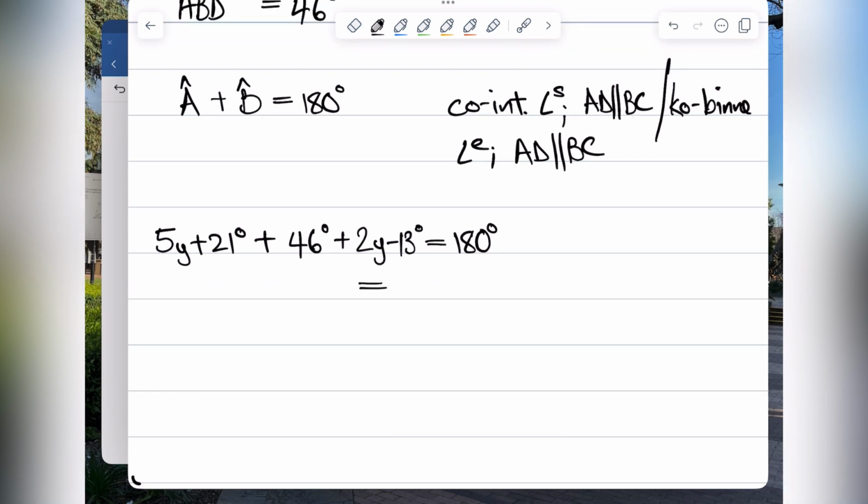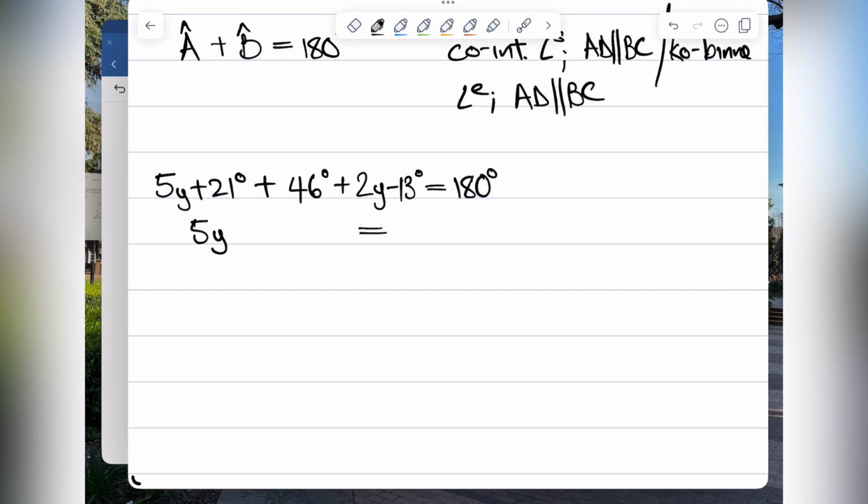So we'll add up all the like terms as usual. We've got 5y plus the 2y. And then we've got all the numbers, which is 21 plus 46, and then also minus 13. Right, so again, that's 21 plus 46 minus the 13. And that gives us 54 degrees on the one side, and of course that's all equal to 180. Then I've got 5y plus 2y, which gives me 7y, and I'll subtract 54 from both sides to give me 126.